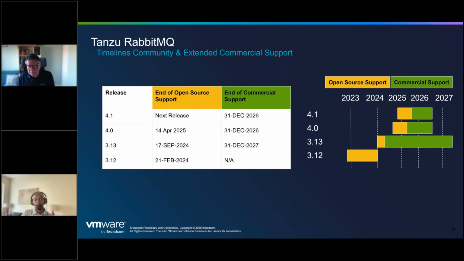So we no longer support open source 3.12. 3.13 isn't supported through the open source community, but Tanzu VMware customers get support for 3.13 as well as for 4.0 and 4.1. In fact, for open source users, not commercial customers, the only currently supported version of RabbitMQ is 4.1. And this will continue. We'll have this sort of rolling process when it comes to updates.